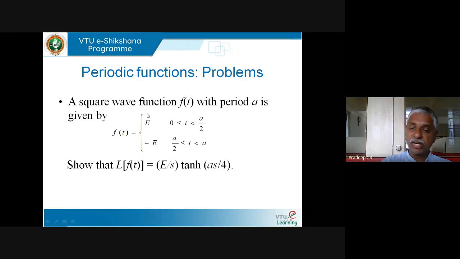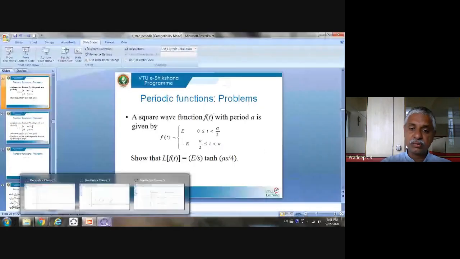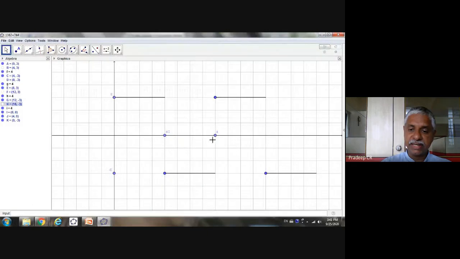And this is called a square wave function, for obvious reasons; when you plot the graph, you can see why. So this is a by 2, this is a. From 0 to a by 2, the value of the function is E, a constant. And from a by 2 to a, the function is minus E. If this is E, then this is minus E. So the function looks like this: from 0 to a by 2, constant function E; from a by 2 to a, constant function minus E. And it keeps repeating. That's why it's called a square wave function.